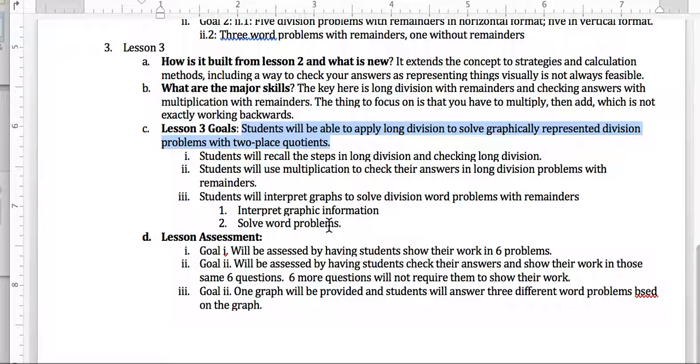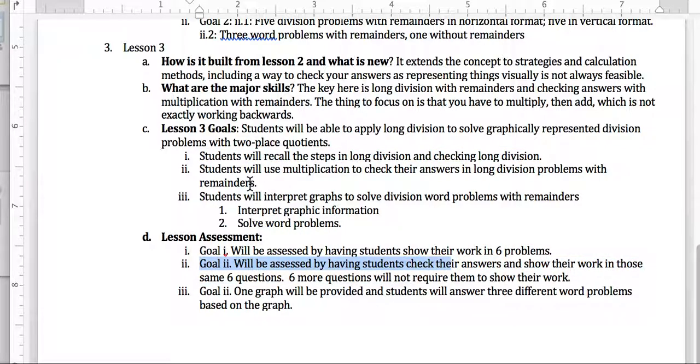And then students will be able to interpret graphs to solve division word problems with remainders. And that breaks down into 2 more skills: interpreting graphic information and solving word problems. So if I go down to my lesson assessment, goal 1 will be assessed by having students show their work in 6 problems. I'm not going to have them list out or write out the steps. That seems like a waste of time. I'll know if they can do it, right? So I have 6 problems where they show their work, division.